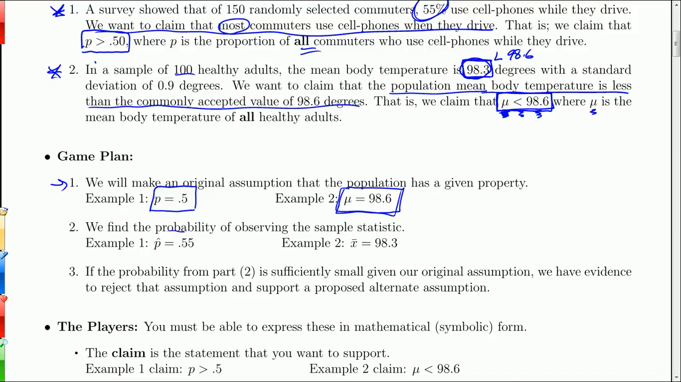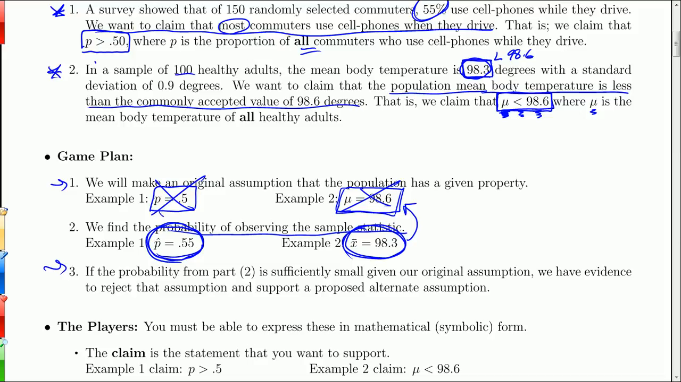And then we find the probability of observing our sample statistic. In this case, we'd say, what's the probability of getting a p hat equal to 0.55, and in the other example, what's the probability of getting an x bar of 98.3 under the condition that the actual mean is 98.6? And if that probability is really super small, then we can say, well, I bet this original assumption was wrong, and some other assumption is true. And so that's the game.